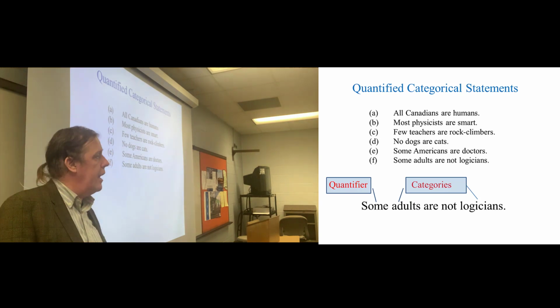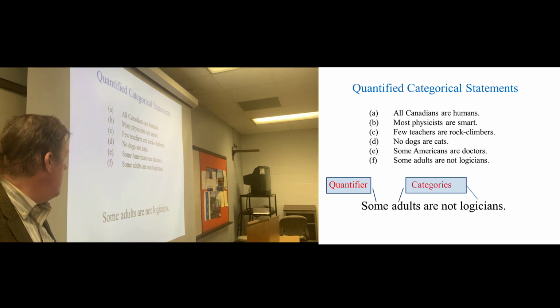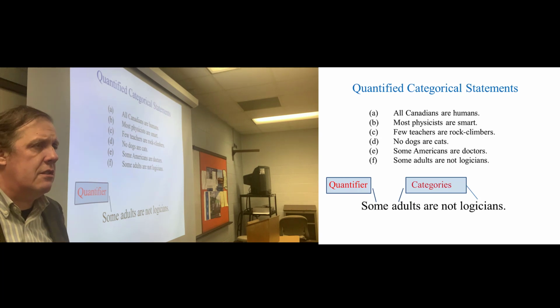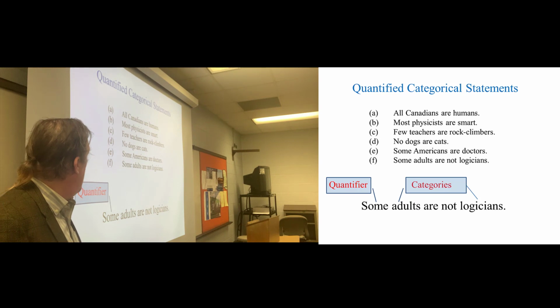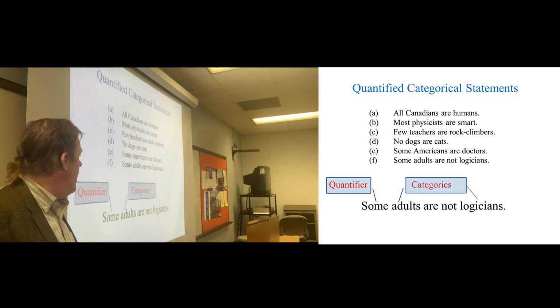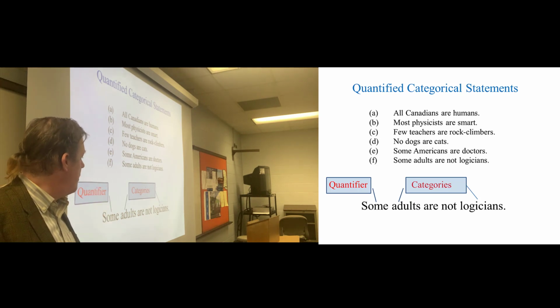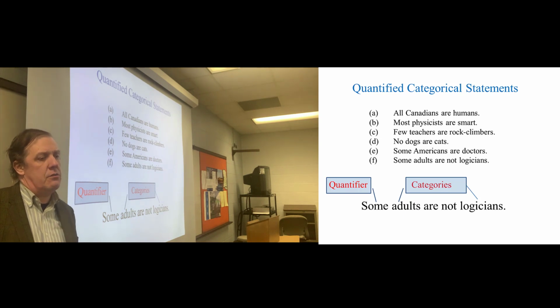They are quantified categorical statements because, well, just look at the example here. Some adults are not logicians. It's got what we call a quantifier in it. It is a word or phrase that indicates how many. And then it's got two categories in it. And so in this case, the examples are adults and logicians. So the quantified categorical statement describes how many things in one category also belong to another category.